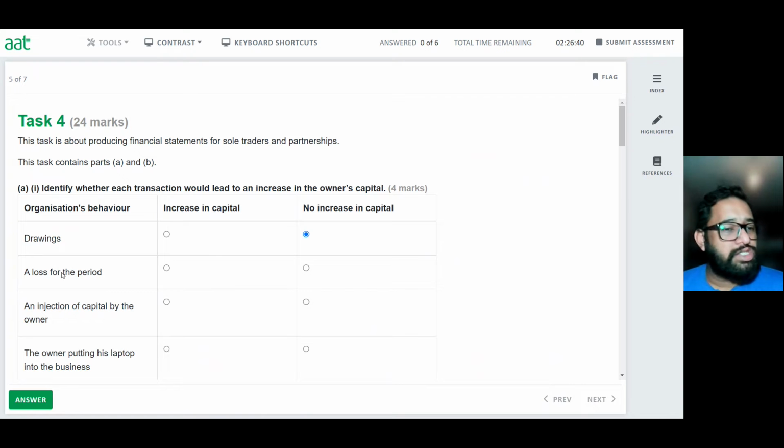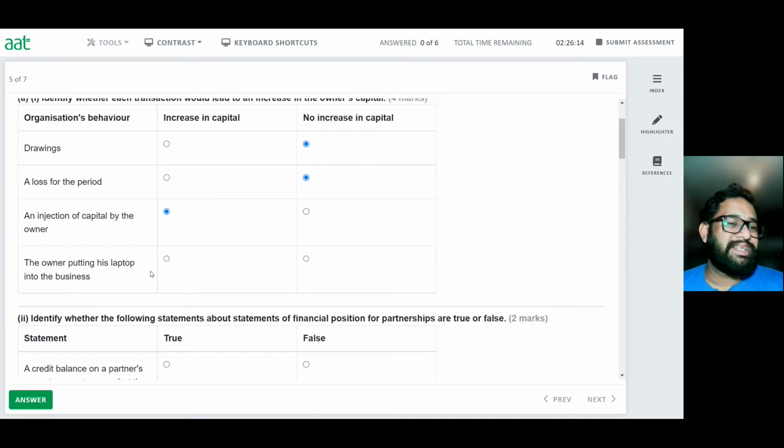A loss for the period also will not increase the capital, because if you make a loss, your capital will start losing value, because you have to subsidize that loss from the capital you invested. If you make a profit and you didn't take all the profit out, whatever is left in there will increase your capital. So let's see here, an injection of capital by the owner, of course, will increase the capital. And the owner putting his laptop into the business, that means that laptop now becomes an asset, and the capital account will get a credit entry there.